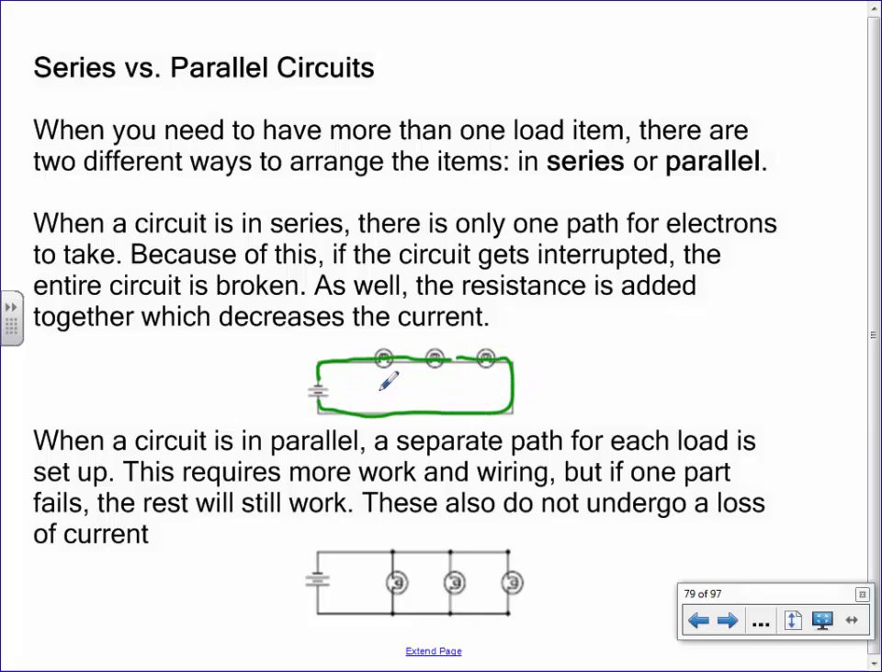But here's the problem. What happens if this light bulb right here burns out? The whole thing turns off. We actually see this sometimes around Christmas time when we have Christmas lights out.